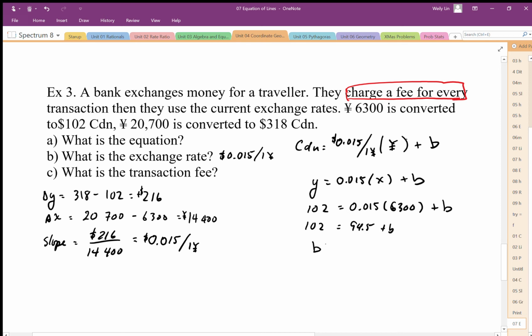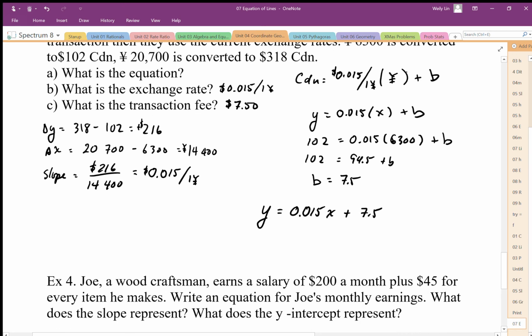I subtract to get the B. I end up with 102 minus 94.5, which is $7.50. Okay, so there's my transaction fee. Make sure you know the units, it's $7.50. The B units should be the same units as Y. And then the equation of this works out to be 0.015x plus $7.50.